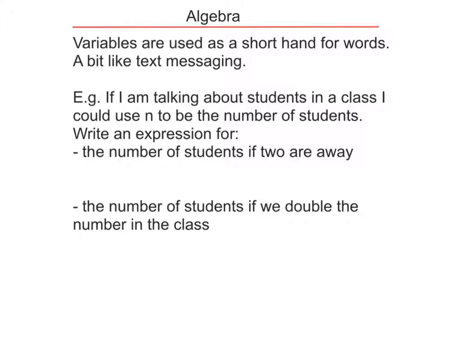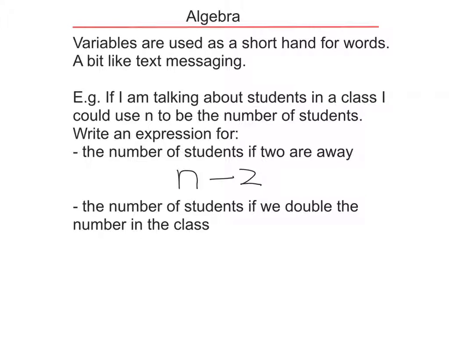the number of students if 2 are away. If 2 are away, then it's the number of students in the whole class minus 2. So when we write an expression like this, n minus 2, we're saying the number of students in the class, whatever that is, minus 2 will be how many students are in the class when 2 are away. There's 2 less than however many are in there normally.